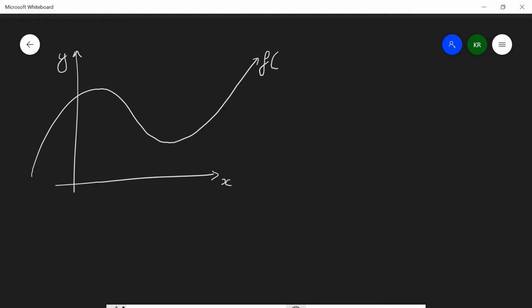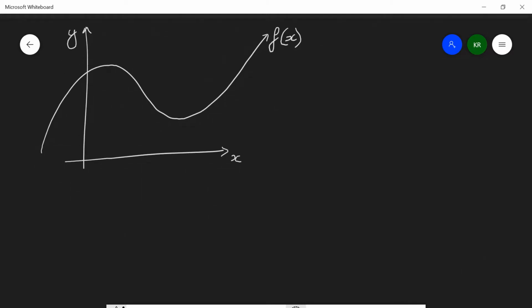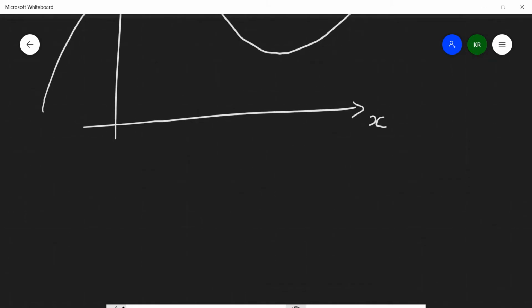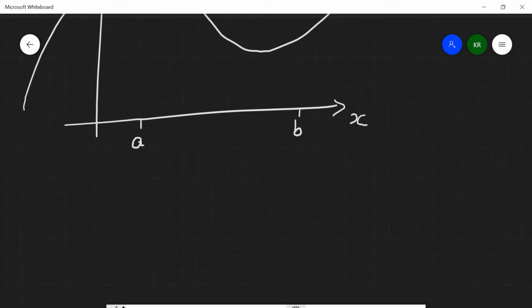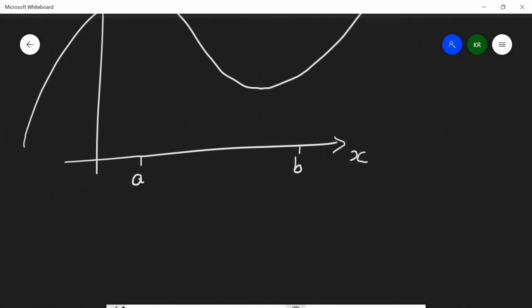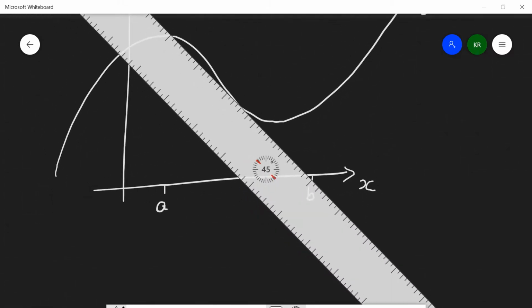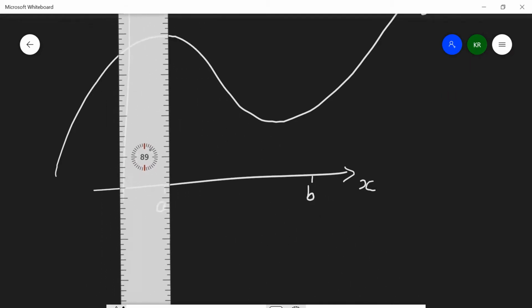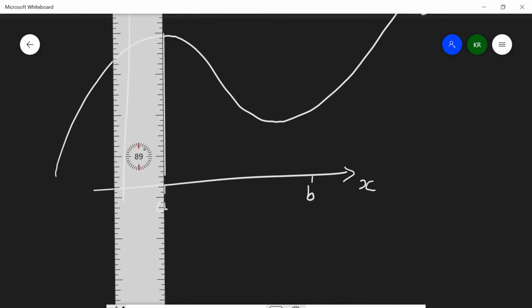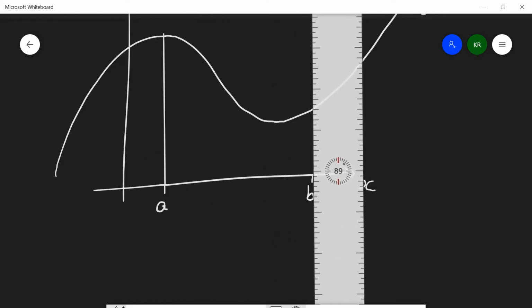So to start, let's just consider a generic function, and again, I'll call it f of x. So it looks like this. It's just as generic as the last one. And we want a definite integral, so we want an integral from some value of a to some value b. And let's get a ruler up here. So we want the area under this graph from a to b.